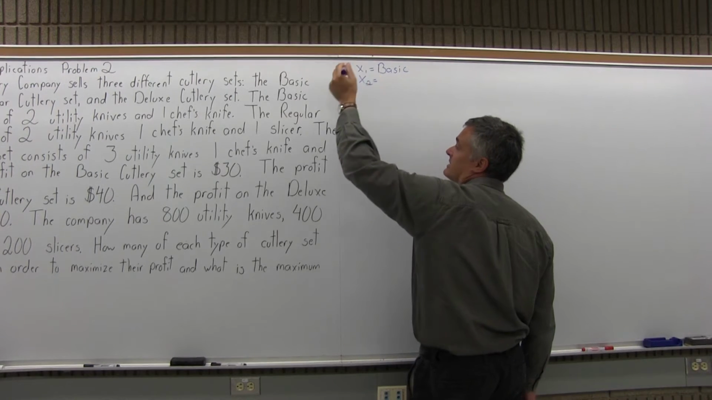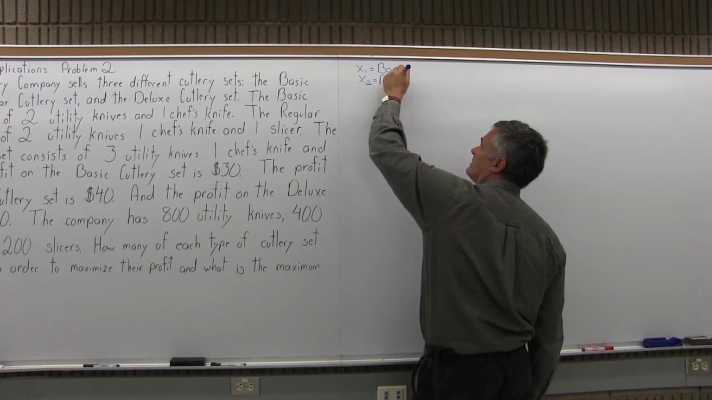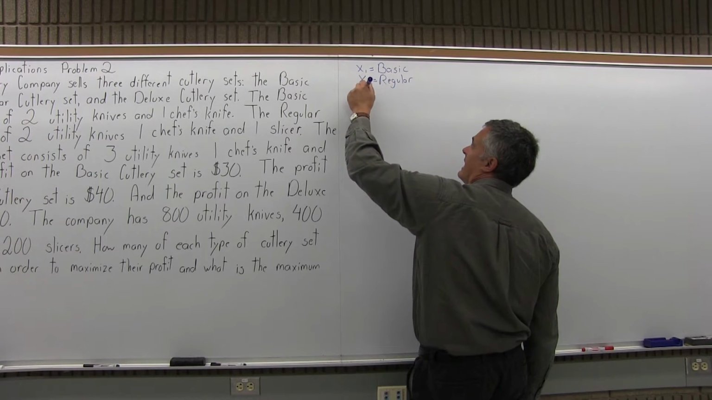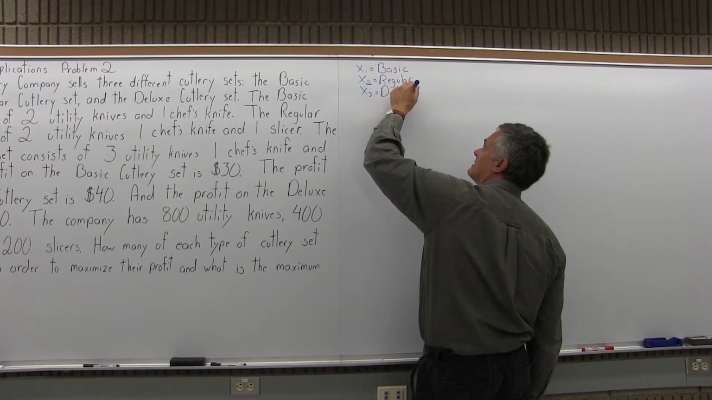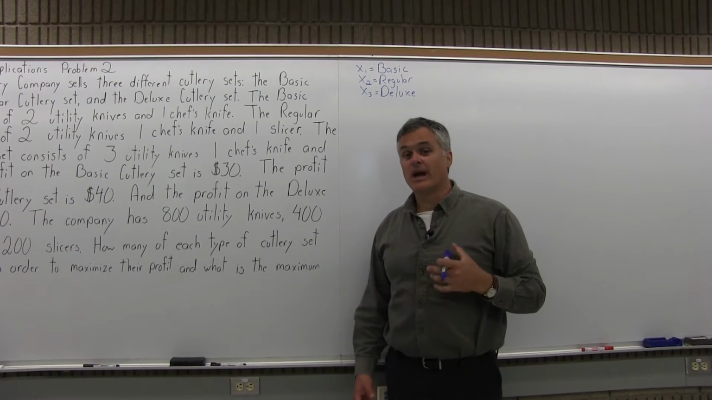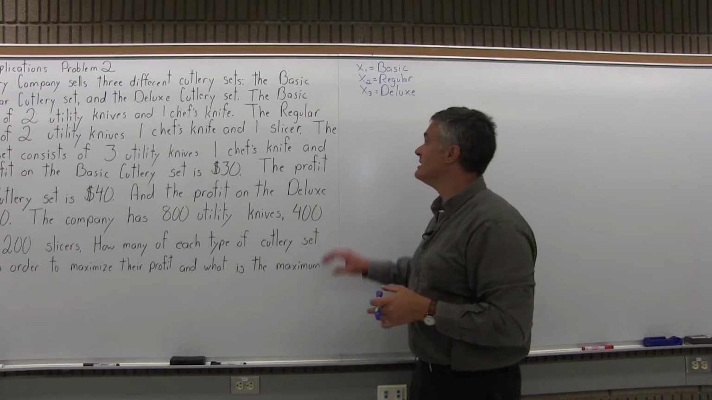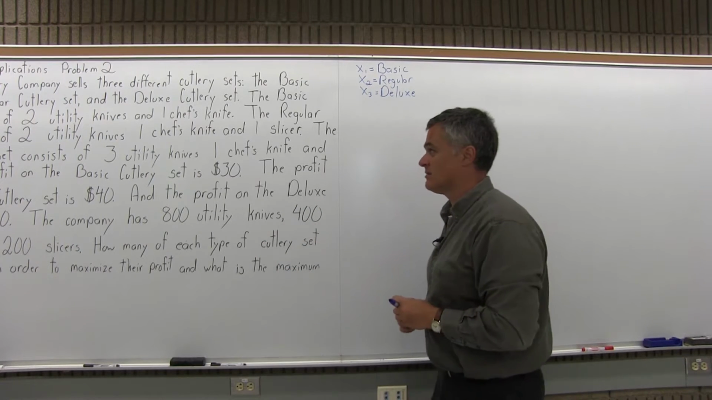X2, the next type, is the regular cutlery set. And again, we can just write regular. And then X3, the third one, is the deluxe. So of the 4 steps, that's step 1. I have identified my variables. These are the 3 things that are being made that are generating profit for this particular problem.